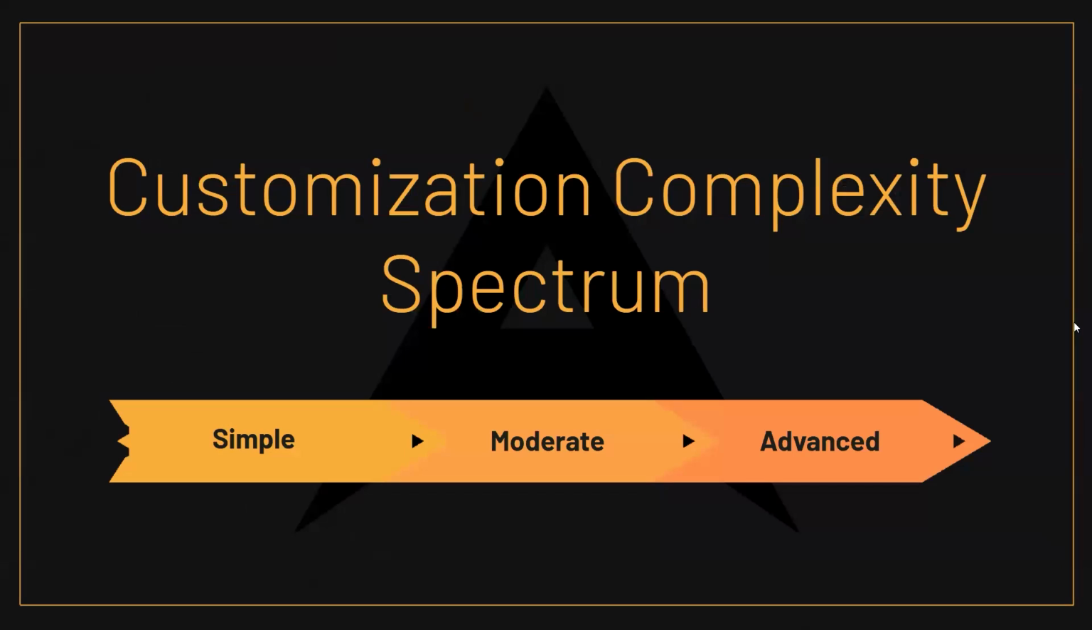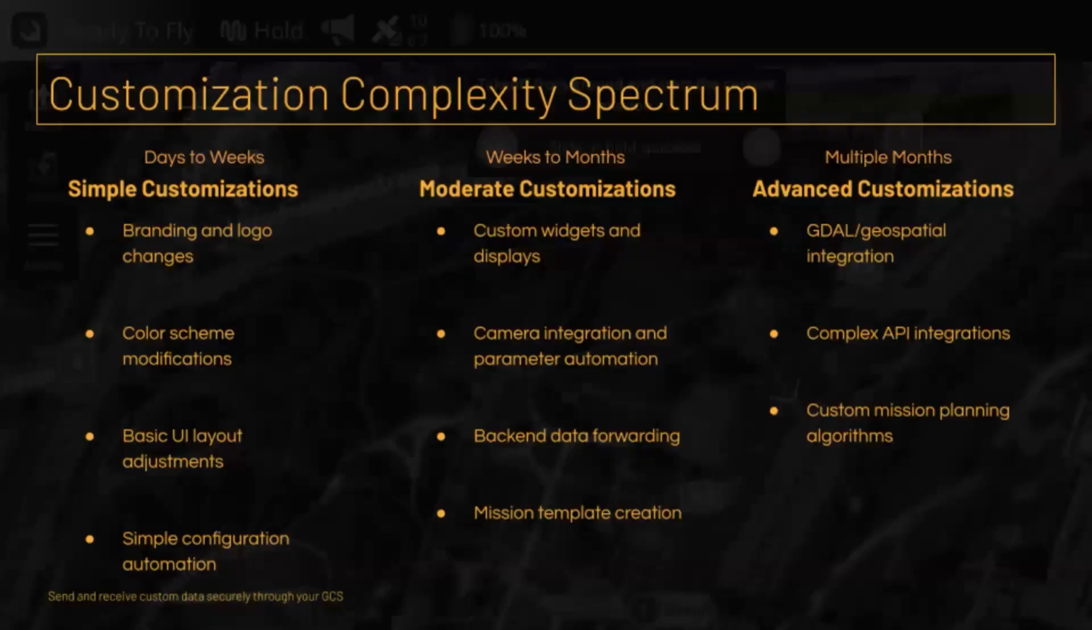Okay, now we'll talk about the customization complexity spectrum. And just a fair warning with this one, this is definitely an oversimplification of complexity because, depending on what you're trying to do, it could be any of these categories. But yeah, let's just go to the next slide and I'll show you. Here are some examples of things that might take days to weeks, weeks to months, or multiple months. And certain things in these categories might take different amounts of time, but it's just a generalization.